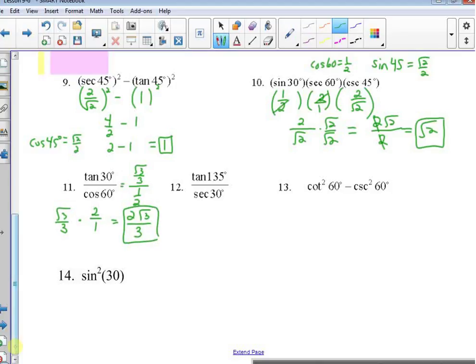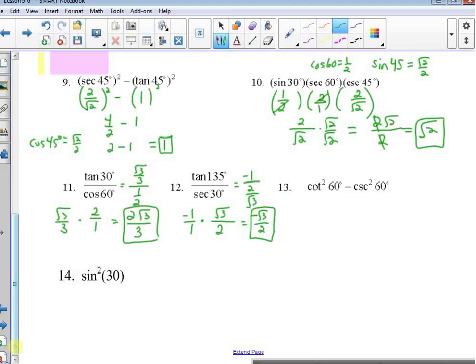Tan of 135. Okay, that's a little tricky. That is related to the tan of 45. It's negative 1. Okay, we're going to learn more about how to find that. Just trust me on that one for now. The secant of 30 is 2 over radical 3. So the answer is not just negative 2 over radical 3. We do have to multiply by the reciprocal. So I'm going to multiply by the reciprocal of 2 over radical 3, which is radical 3 over 2. Final answer is negative radical 3 over 2.